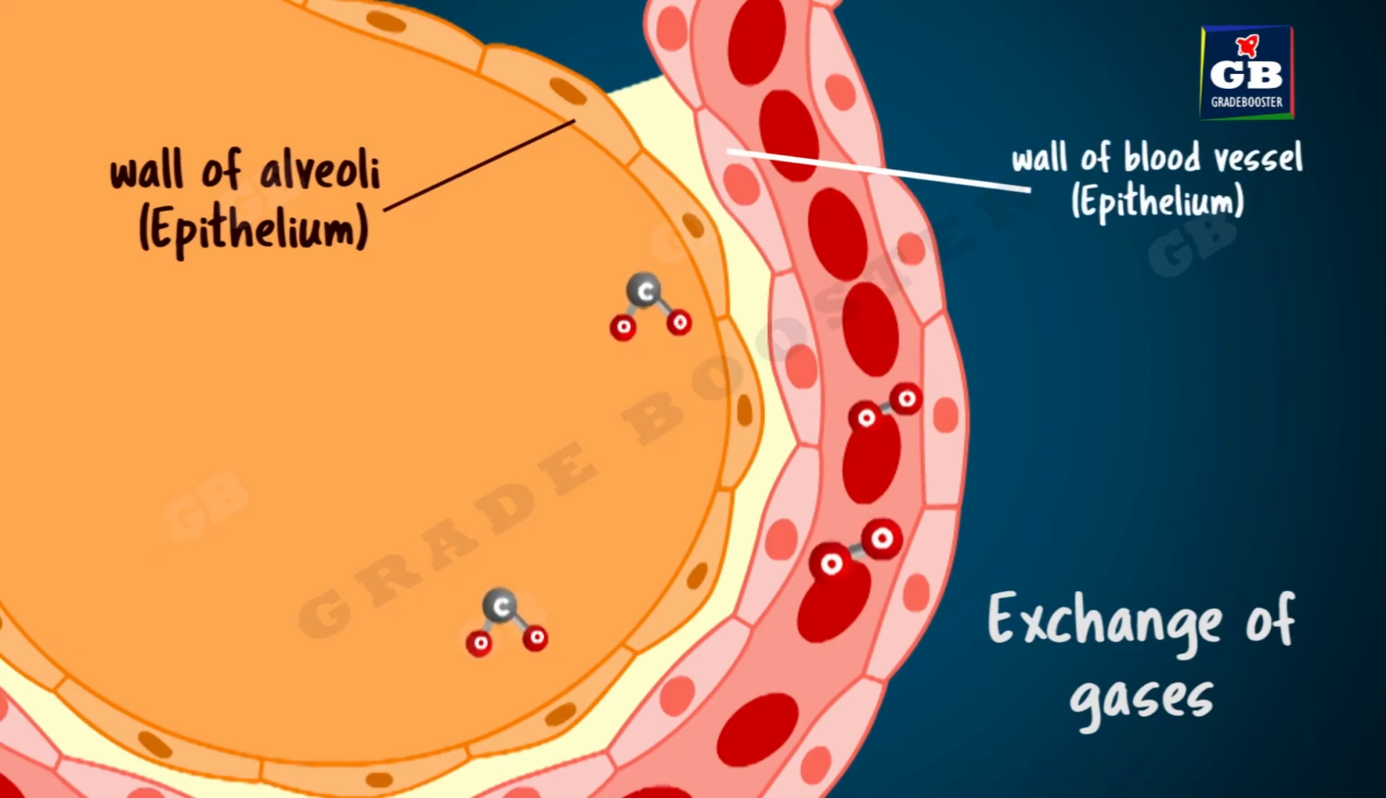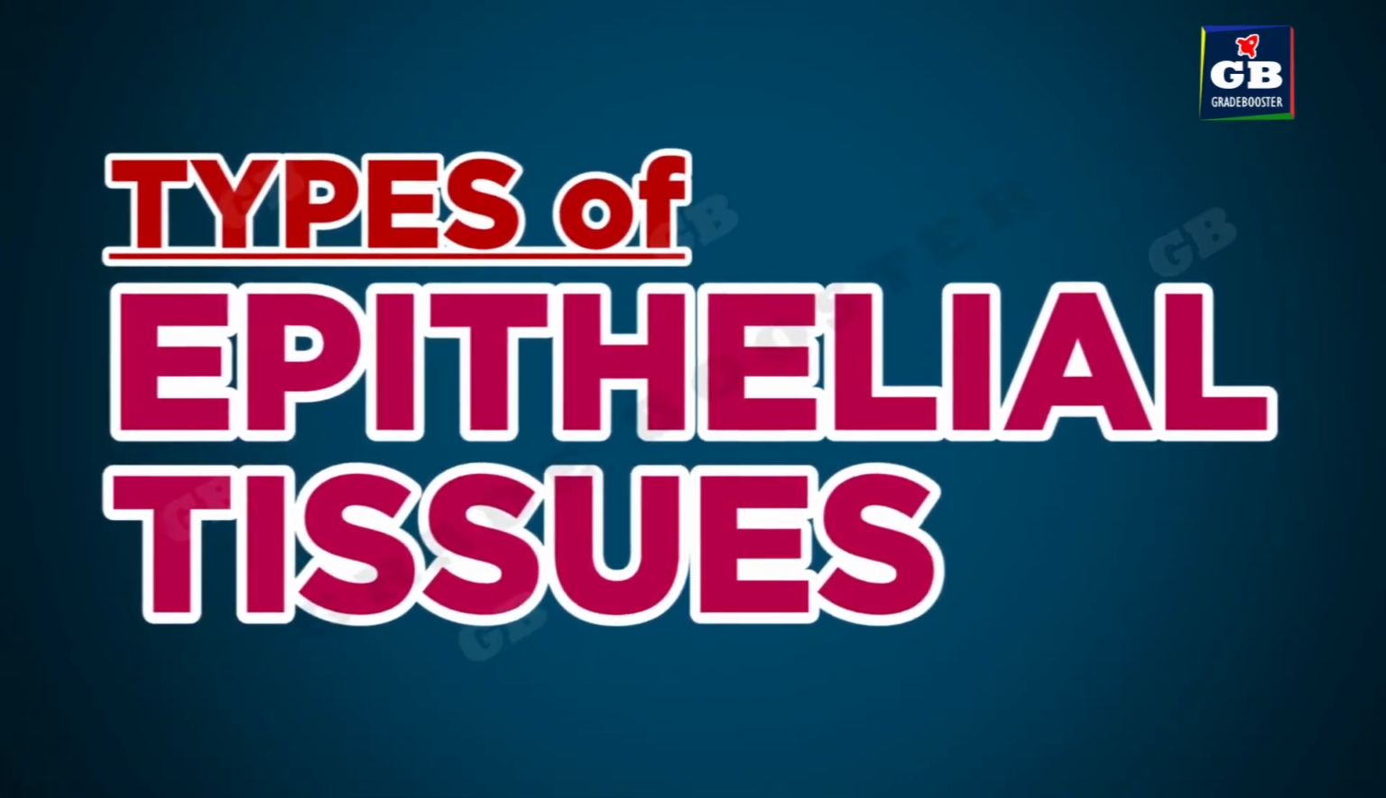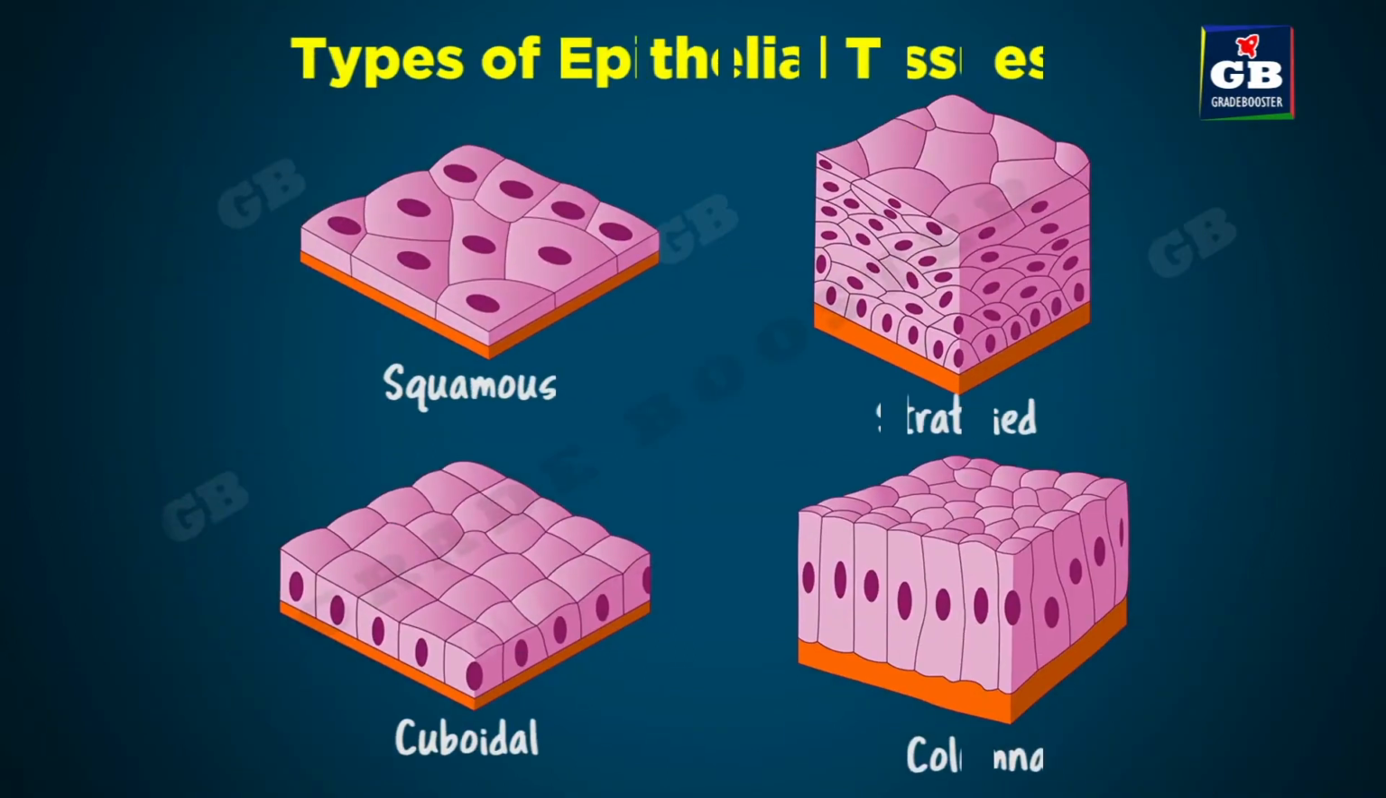The wall of alveoli and the wall of blood vessel are made up of a single layer of epithelial cells. So the epithelium plays an important role in regulating the exchange of materials between the body and external environment. So this is about the features of epithelial tissue. Now let us learn about different types of epithelial tissue. Epithelial tissue is of different types depending upon their structure and functioning.